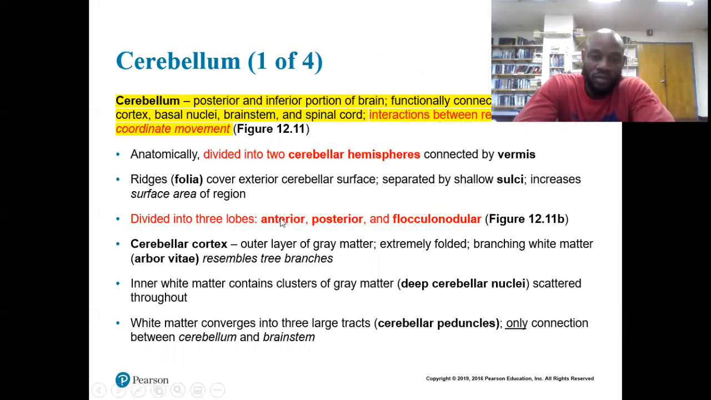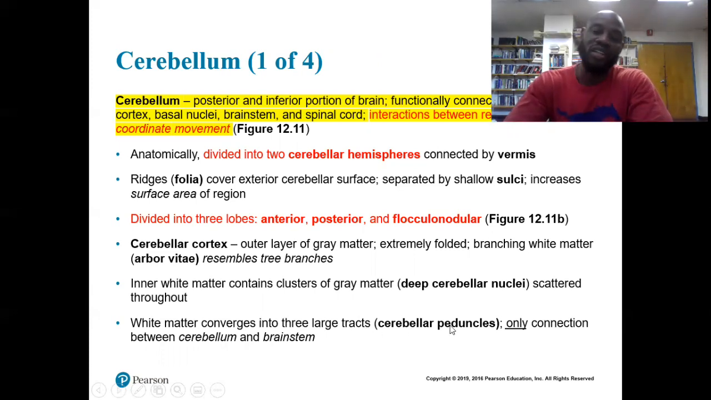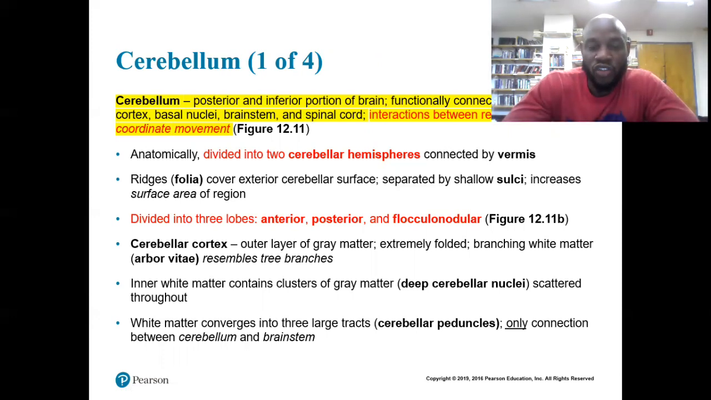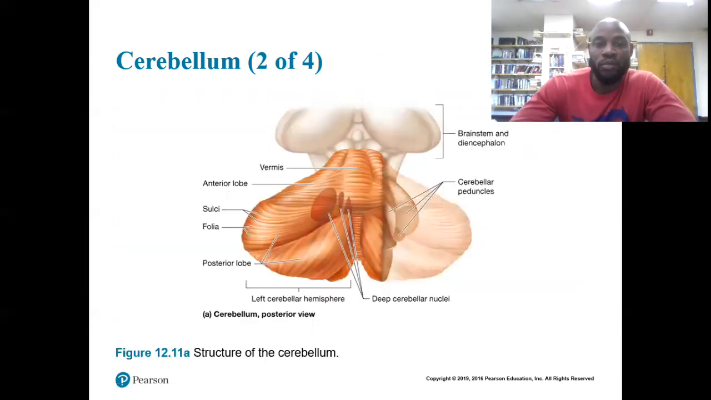The cerebellar cortex is very similar to the cerebrum. Outer layer of gray matter, extremely folded, and then branching white matter resembles tree branches. Inner white matter contains clusters of gray matter. So you have these deep cerebellar nuclei scattered throughout on the inside. And you have the white matter converges into three large tracts, cerebellar peduncles. And that connects your cerebellum with your brainstem. And so that's your cerebellum.